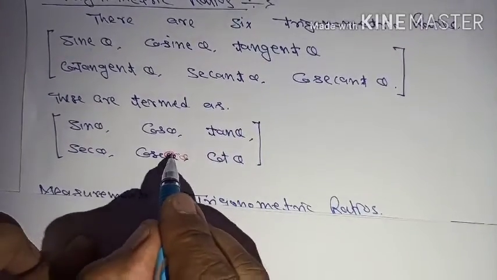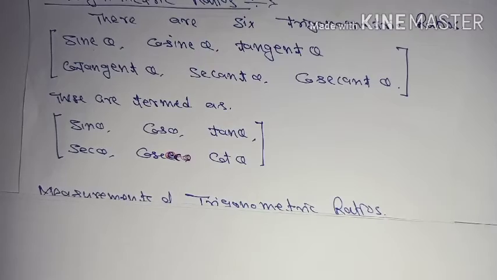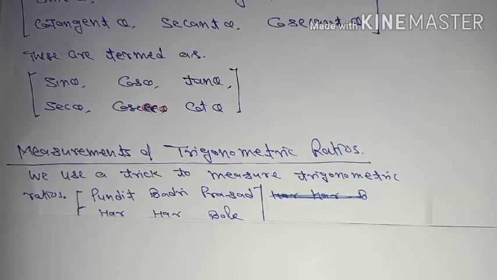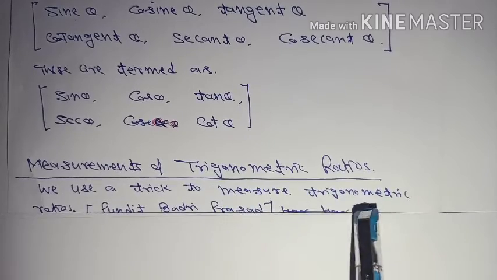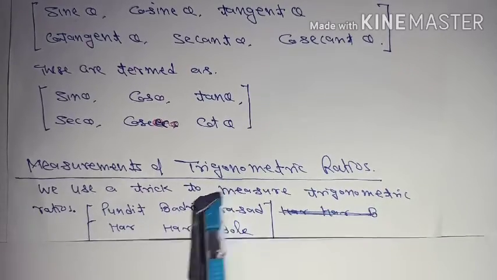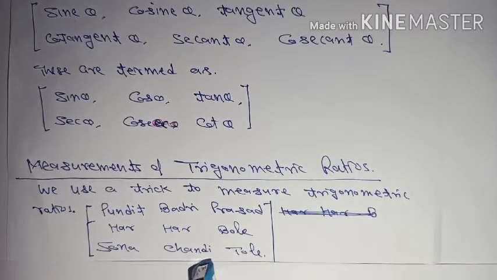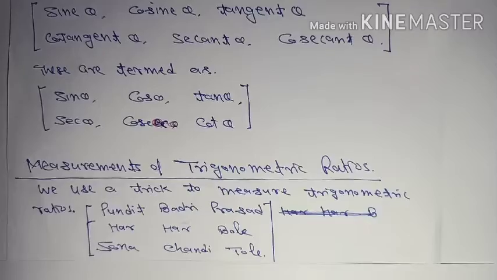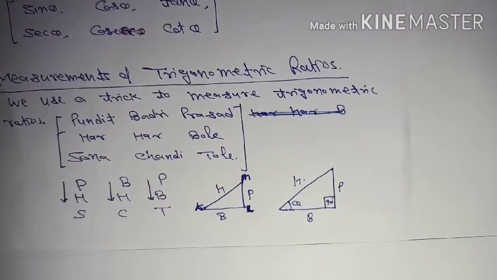Now we will measure all these trigonometric ratios. The measurement of the trigonometric ratios can be done by making use of a trick. That is, Pandit Badri Prasad har har bole, sona chandi tole. This is a very basic, very easy trick to measure all these 6 trigonometric ratios. So my dear students, let's go further and see how we can find it.